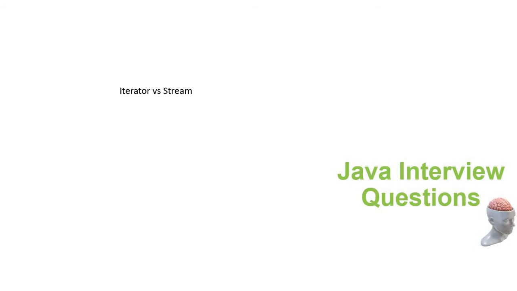Okay, so the question is about when do you choose between the iterator or streaming, based on what? What is the advantage, pros and cons of using the iterator and streaming? Okay, so that is the question. To get into the solution, I want to go by an example.